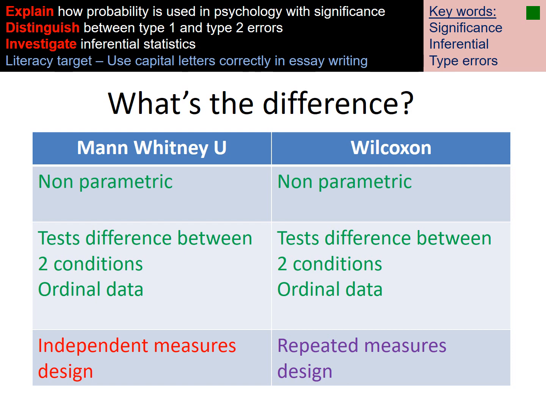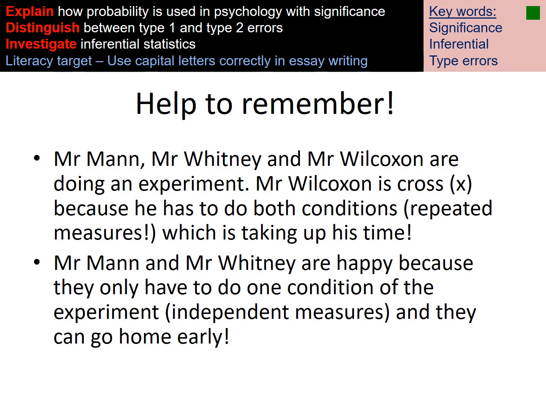You've read the scenario, you've identified that the level of data being used within the scenario is ordinal data. You should be thinking Mann-Whitney, Wilcoxon straight away. How you differentiate between the two is this bottom section down here. So you'll see that a Mann-Whitney U uses an independent measures design, whereas a Wilcoxon uses a repeated measures design. Now, I always explain to my kids that a way to remember this is Mr.